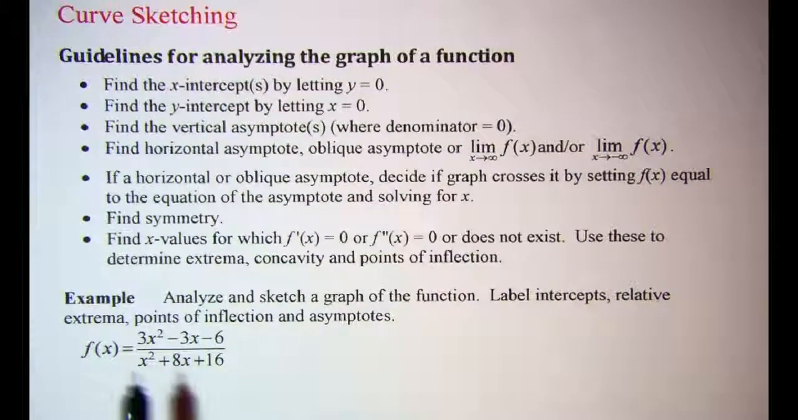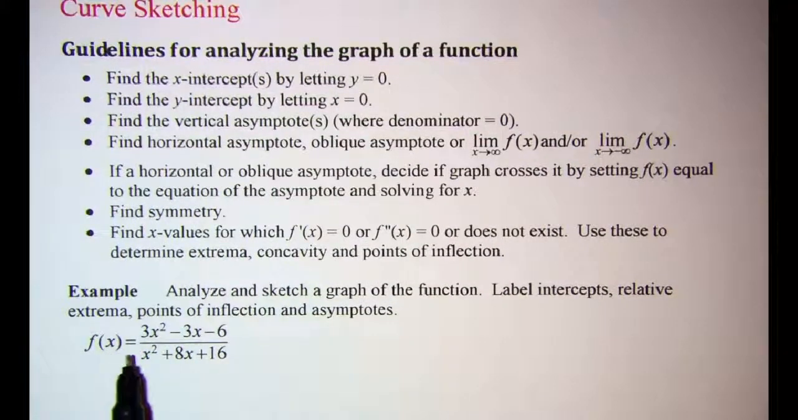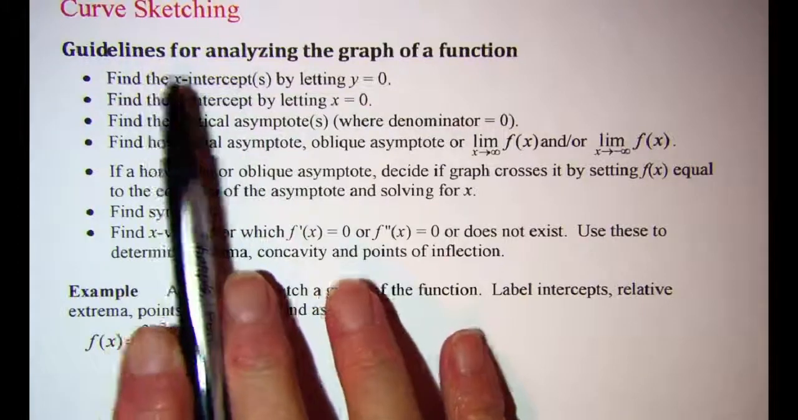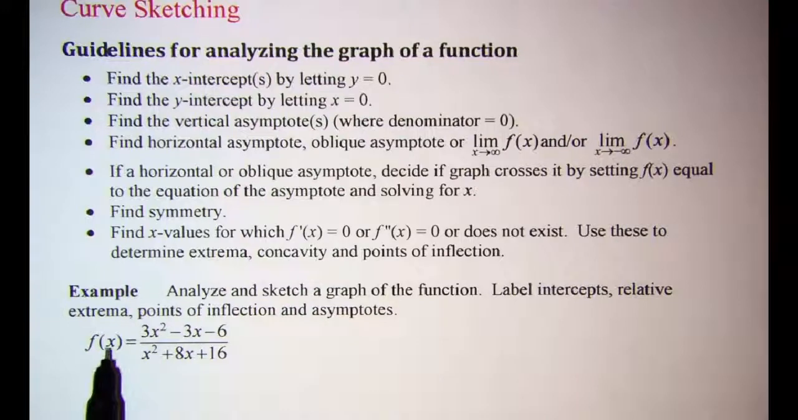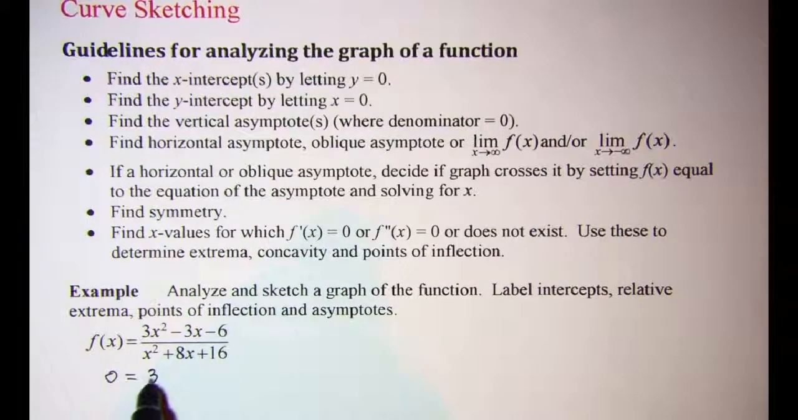And the function that we'll be working with is f of x equals 3x squared minus 3x minus 6 divided by x squared plus 8x plus 16. Our first step is to find the x-intercepts by letting y equal 0. So if we let y equal 0 and multiply both sides by this denominator, I'll have 0 is equal to 3x squared minus 3x minus 6.